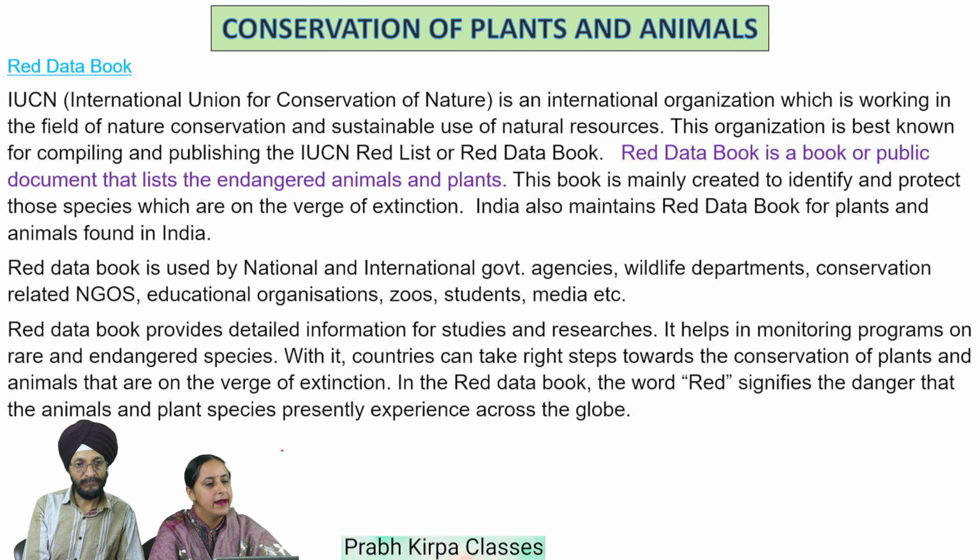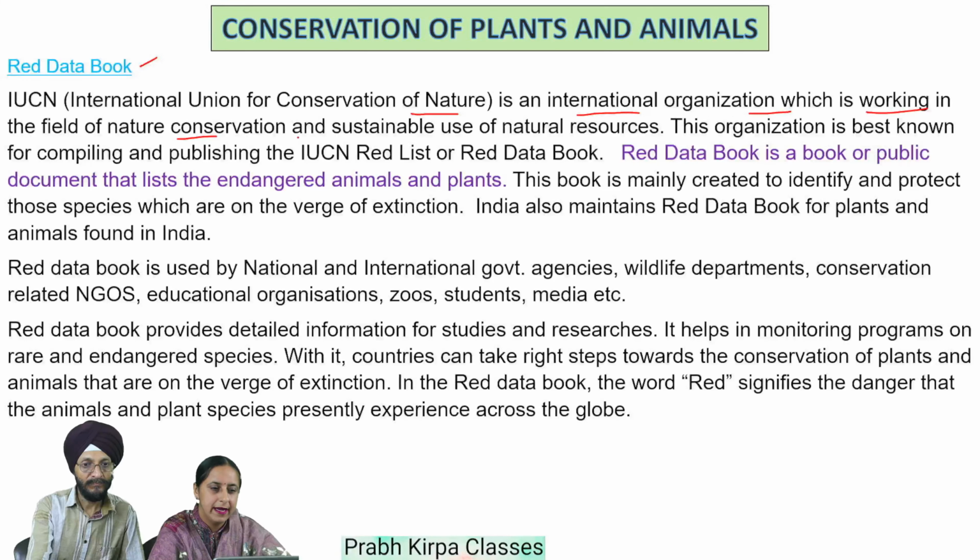What is meant by Red Data Book? The International Union for Conservation of Nature is an international organization which is working in the field of nature conservation and sustainable use of natural resources. This organization is best known for compiling and publishing the IUCN Red List or Red Data Book.